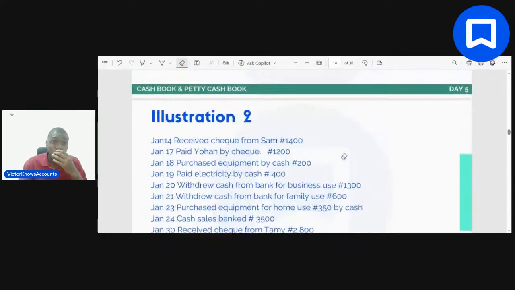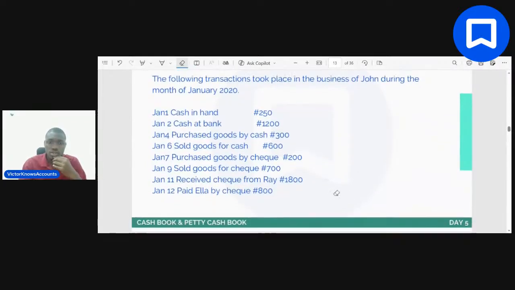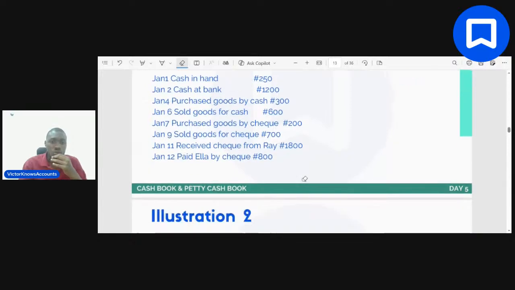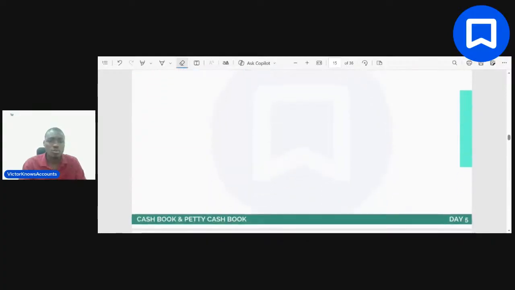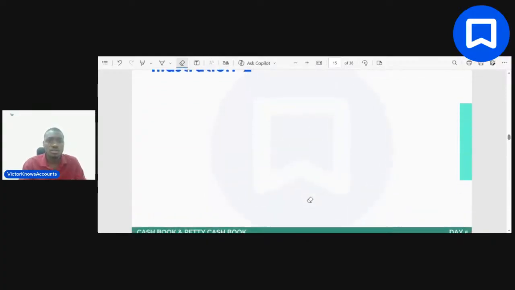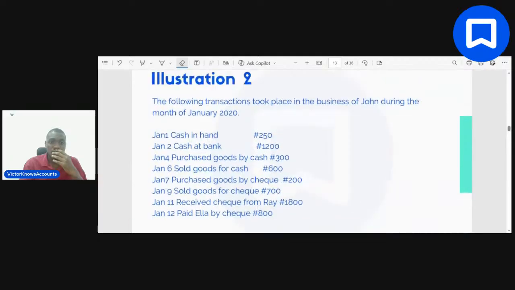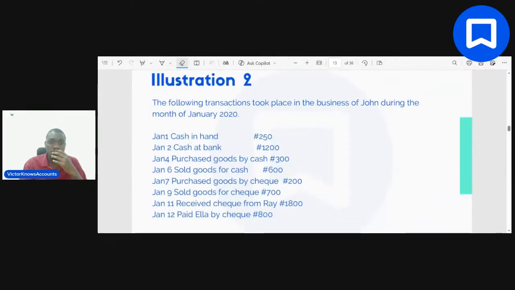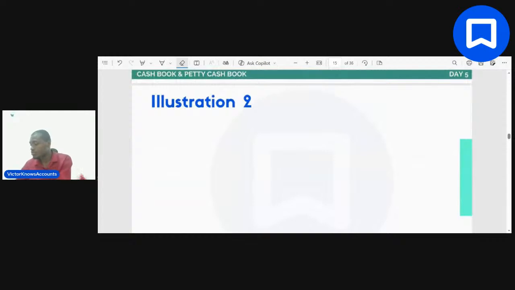Before we move on to the three column cash book, I think we should, if there is a way, just prepare this double column cash book based off of what we have here. I don't want us to go back and forth. The following transactions took place in the business of John during the year. Before we go on, let's just draw. Let's see how this is going to work out for us.